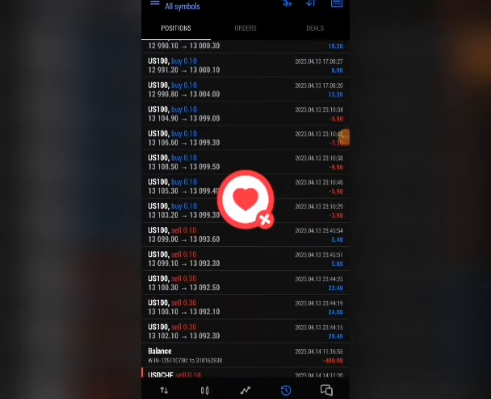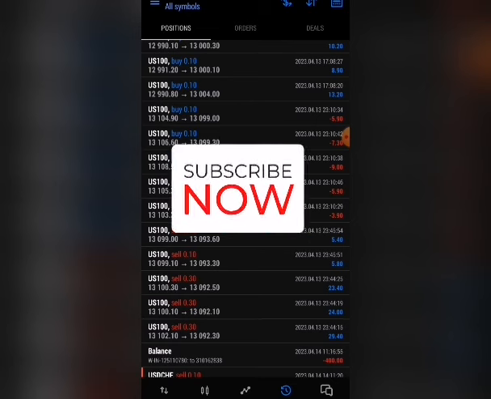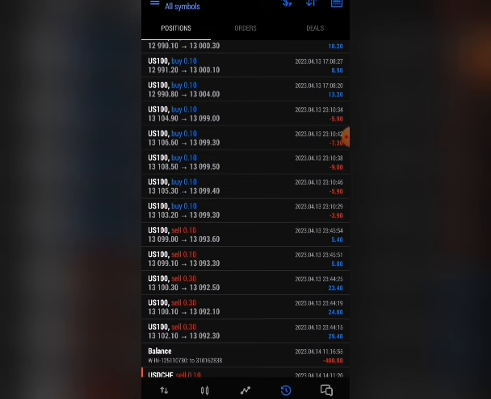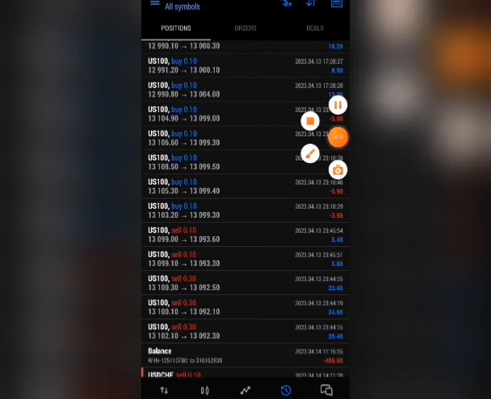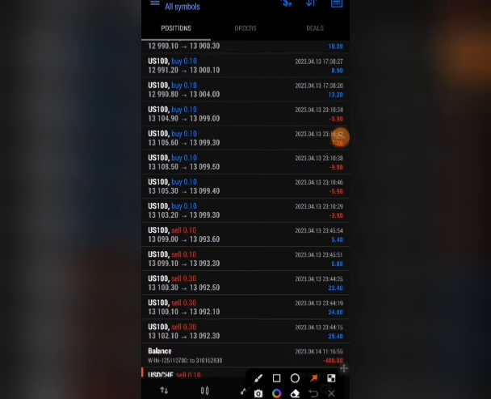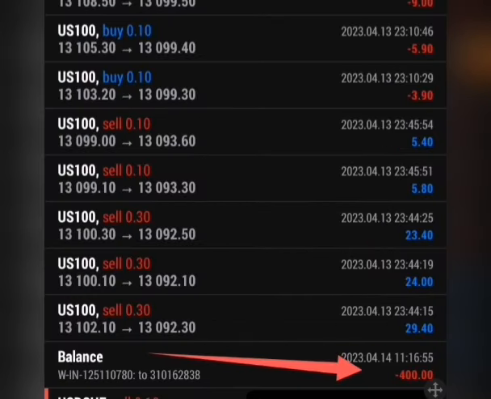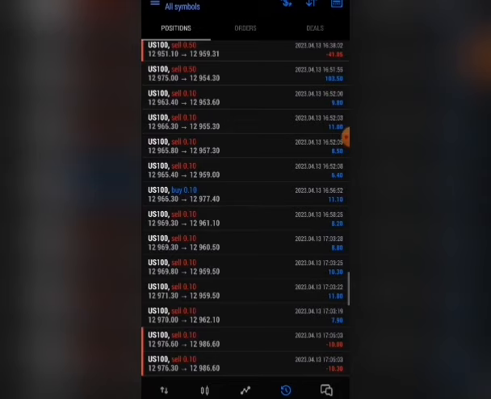I want to share with you this technique that I've been using to scalp the US100. I've never spoken about it because I don't have an established strategy for it, but it's been working. I even made a withdrawal, as you can see right here. This is a withdrawal that I made, and this is a real account, my real account.